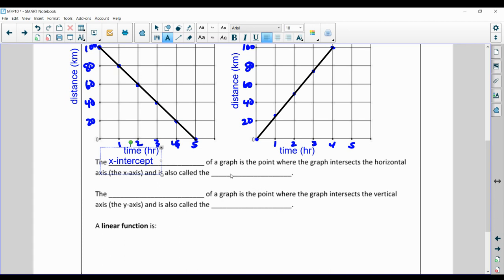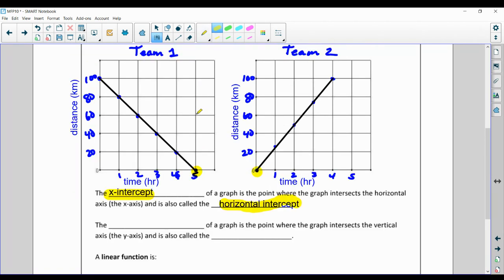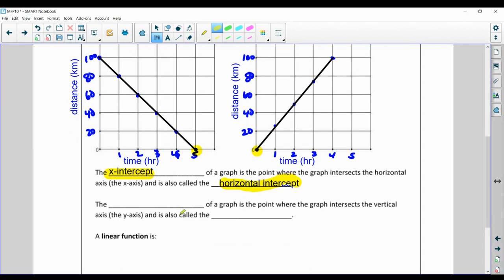And it is also called the horizontal intercept. So what that means on the first graph here, the x-intercept was where we hit the horizontal axis. Here, that was our horizontal intercept on the second graph. Now, on to the next set of blanks.